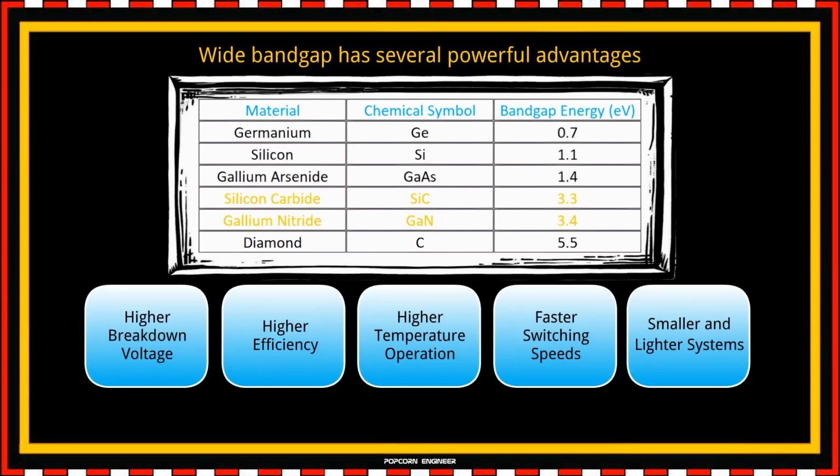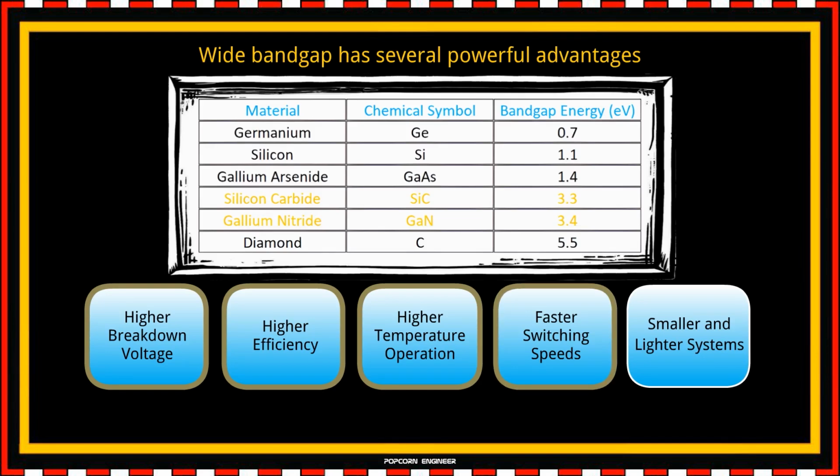It opens up some major advantages, like that wide band gap materials can handle higher voltages without breaking down, making them ideal for high power applications. They lose less energy as heat, which improves energy efficiency in power electronics. And because of their wider band gap, these materials can operate at much higher temperatures without degrading. Also, wide band gap devices like SiC and GaN can switch on and off much faster, which means we can run things at higher frequencies and make the design smaller and more efficient with less cooling requirements.